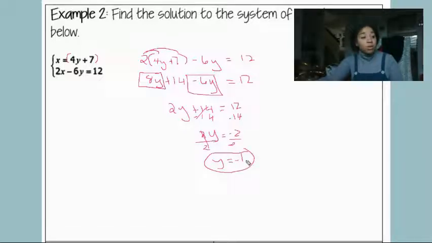So now what we're going to do is plug in negative 1 here and solve for x. So I'm going to have 4 parentheses negative 1 plus 7. And this will be negative 4 plus 7. And then, oh, these equal x, by the way. And I know that x equals 3. So my solution set for this is going to be 3, negative 1.